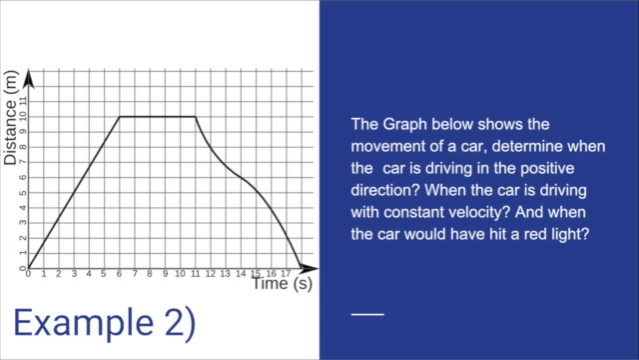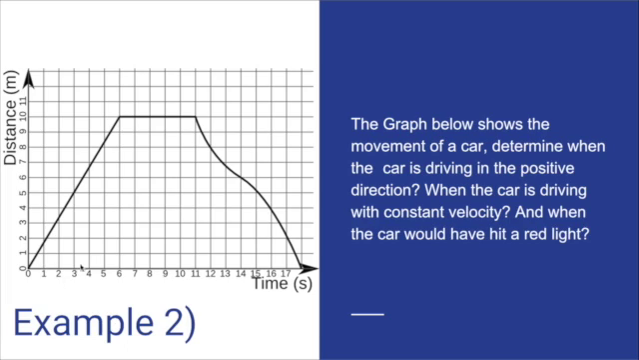For our second example, we have a graph here shown. The graph below, the graph on the side, shows the movement of a car. Determine when the car is driving in the positive direction, when the car is driving with constant speed, and when the car would have hit a red light.